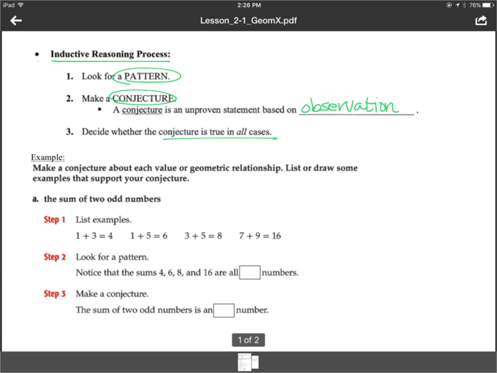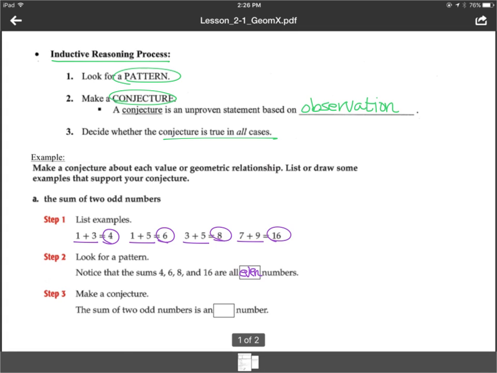So here's an example of making a conjecture. The sum of 2 odd numbers. So 1 and 3 are odd, their sum is 4. 1 and 5 are odd, their sum is 6. 3 and 5 adds to 8. And the odd numbers 7 and 9 add to 16. What do you notice about all of these numbers? Well, they're all even.